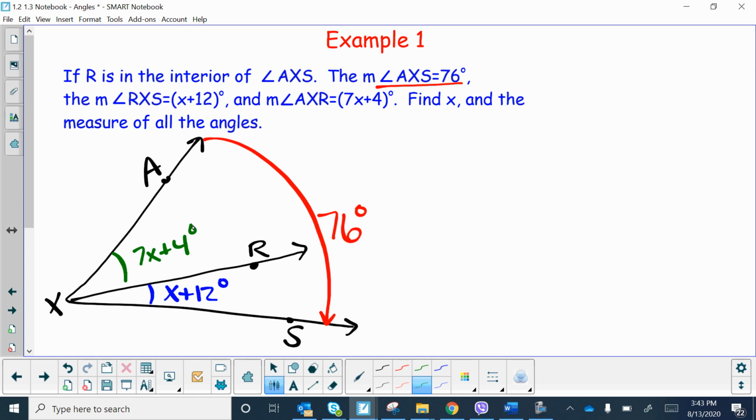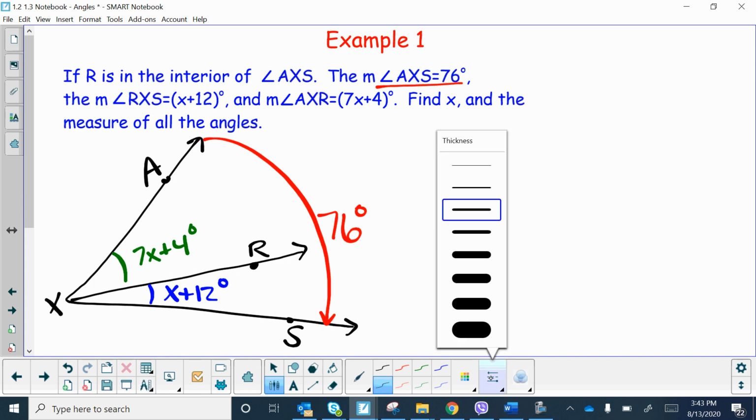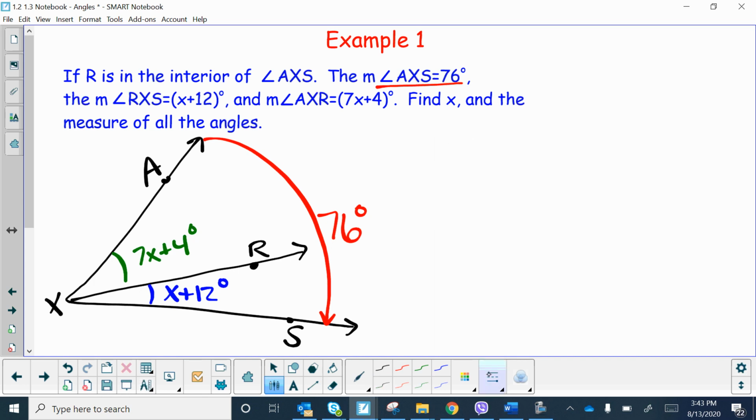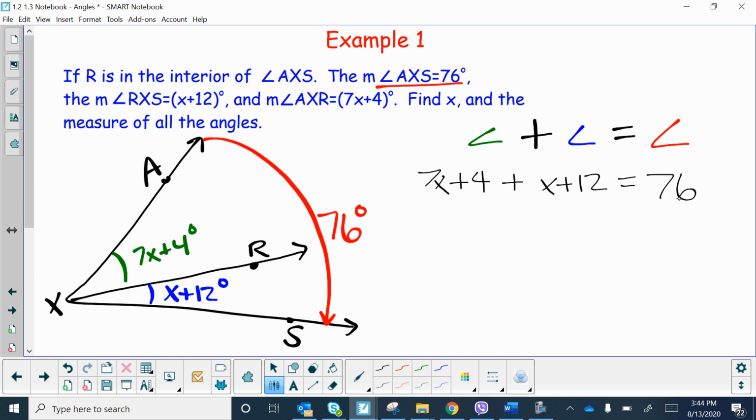The blue angle and the green angle, we don't know what those are, but we do know the big red angle, 76. So how would you set this up? You want to use your angle addition. The green angle plus the blue angle adds up to be the big red angle. See a little color coordination. Now we're going to just write it out algebraically. We have 7x plus 4 plus x plus 12 equals 76.